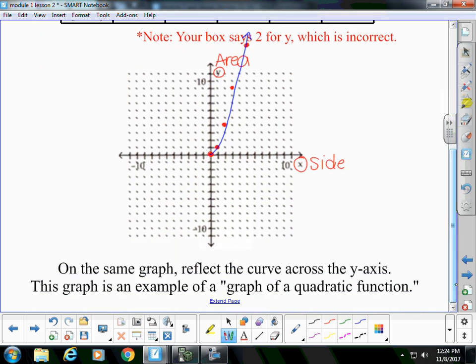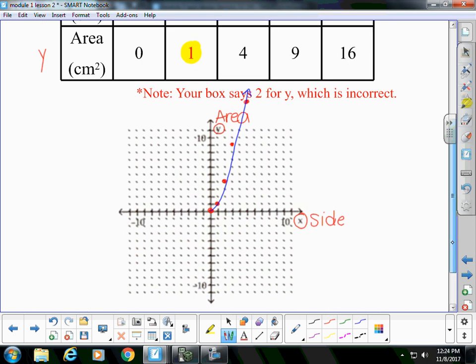Now it says on the same graph, reflect the curve across the y-axis. And then what you get is the graph of a quadratic function. So let's act like the y-axis, this line right here, is a mirror line and we're going to reflect those points. Since the 0, 0 is on the y-axis, it would be the exact same point. But this point right here, for example, is 1 away, so its reflection would be 1 away on the opposite side, right here.